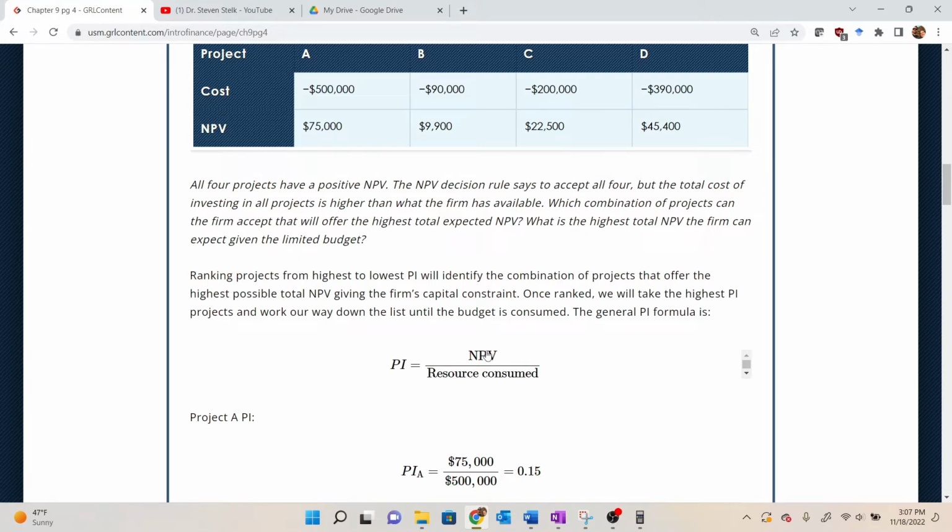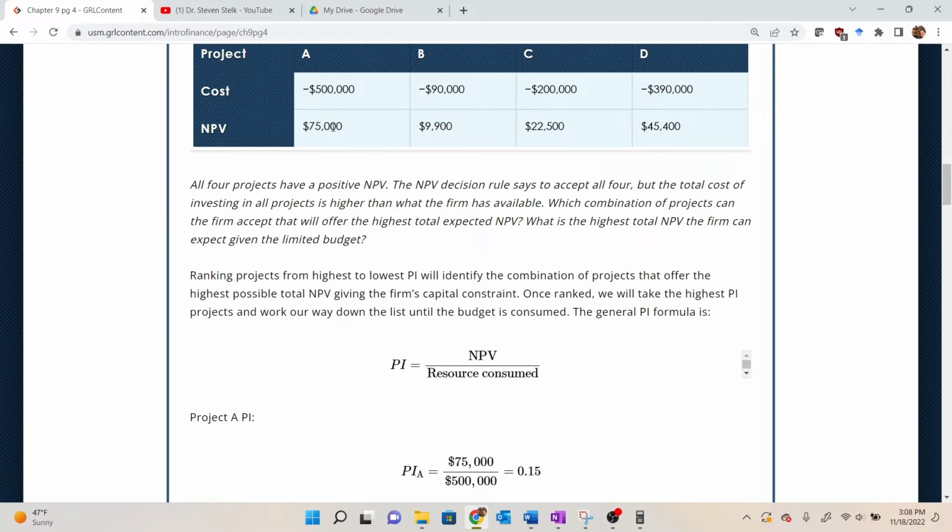For us, we're going to define it as net present value divided by resource consumed. All right, so NPV is our measure of return for the project, and the resource consumed, in this case, that's going to be dollars that we're investing in the project. So we're going to get a rank of NPV generated per dollar invested. That's what profitability index is going to give us back. So let's do that for each one of these projects. We'll just take them in order.